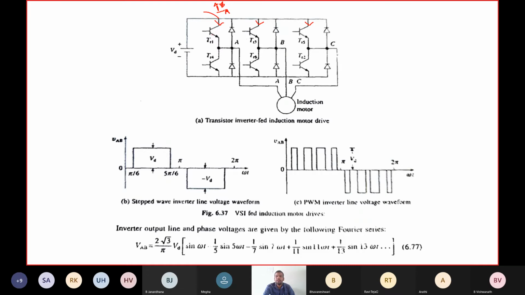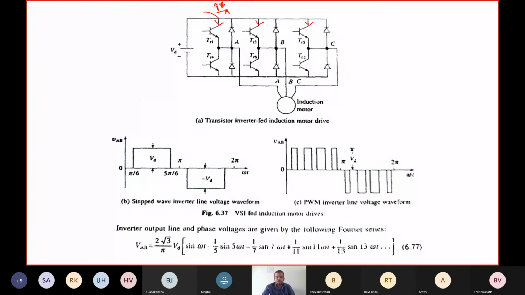So when TR5 is on, the phase is connected to the positive terminal, so positive IC is flowing. When TR2 is on and TR5 is off, phase C is connected to the negative terminal. When it is connected to the negative terminal, negative current starts flowing in the circuit, and the characteristic will be downward. Okay, so this is the concept.